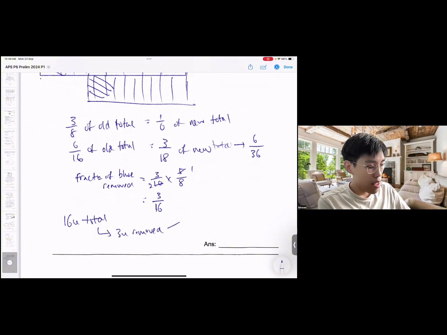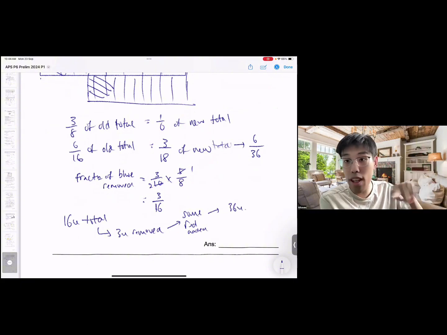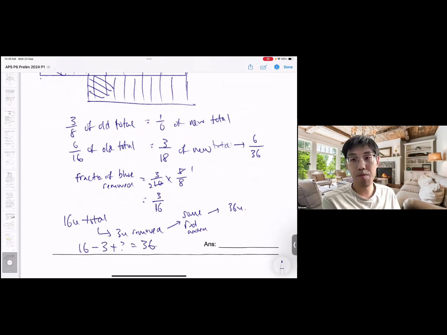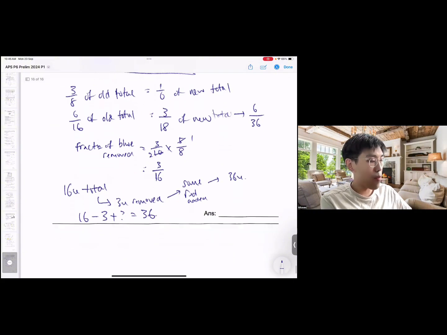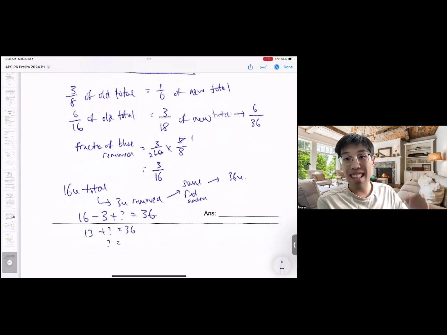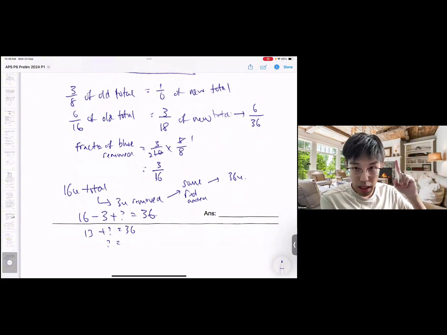Okay, then some white are added, then it becomes 36 units. So when we follow the story like that, it's quite straightforward already, because it's 16 minus 3 plus something equal 36. Can follow? Okay, so from here, it will be 13 plus something is 36. So we can straight away find out that the number of units that's being added into the total will be 23 units.